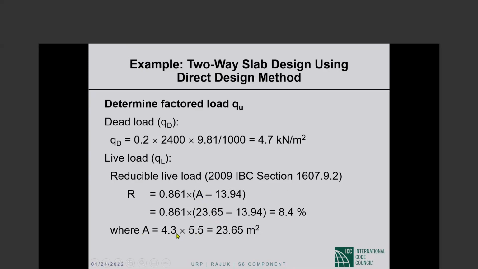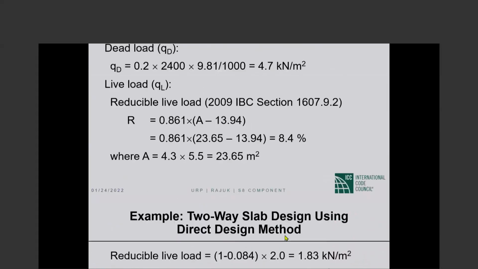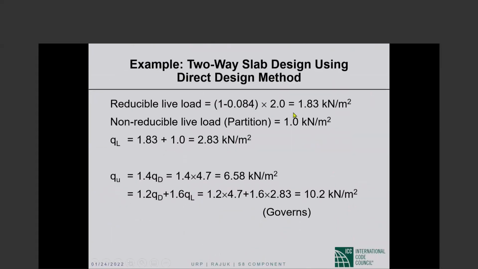Here is the calculation. 4.3 times 5.5 is 23.65 square meters. So 8.4% reduction. That brings the 2 kilonewton per square meter down to 1.83 kilonewton per square meter. Partition load is 1 kilonewton per square meter, non-reducible. So total live load is the reduced 1.83 plus the unreduced 1.0, for a total of 2.83 kilonewton per square meter.